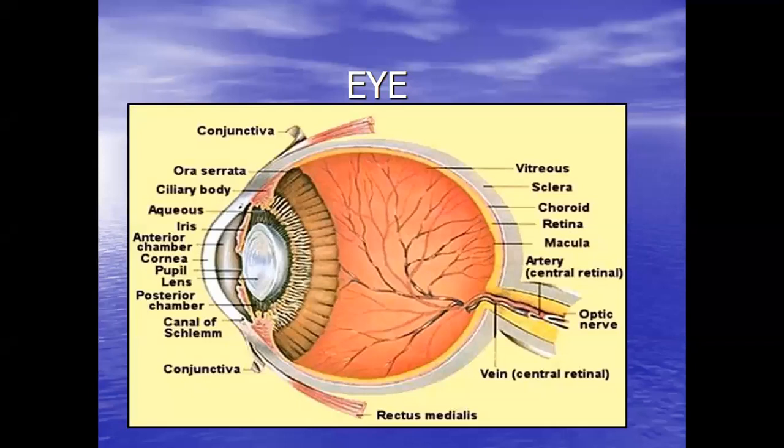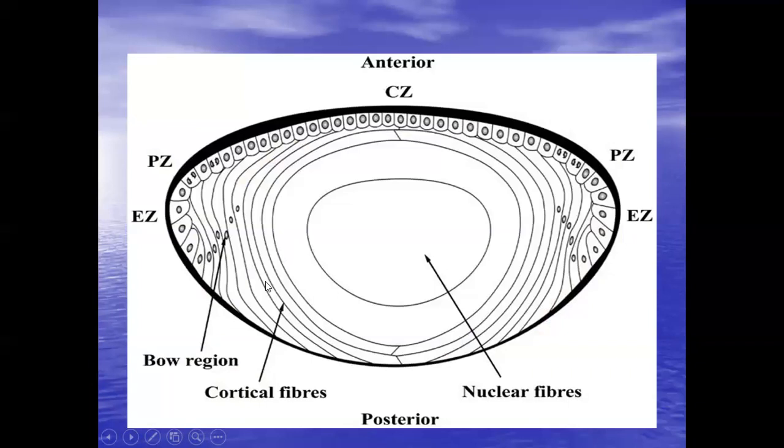A normal human lens, which is also called intraocular lens because it is inside the eye, is biconvex in shape, and the anterior surface of the lens is less convex as compared to the posterior surface of the lens. Can you see the picture in front of you on your screen? Here, the front surface, the anterior surface of the lens, is less convex, while the posterior surface of the lens is more convex.